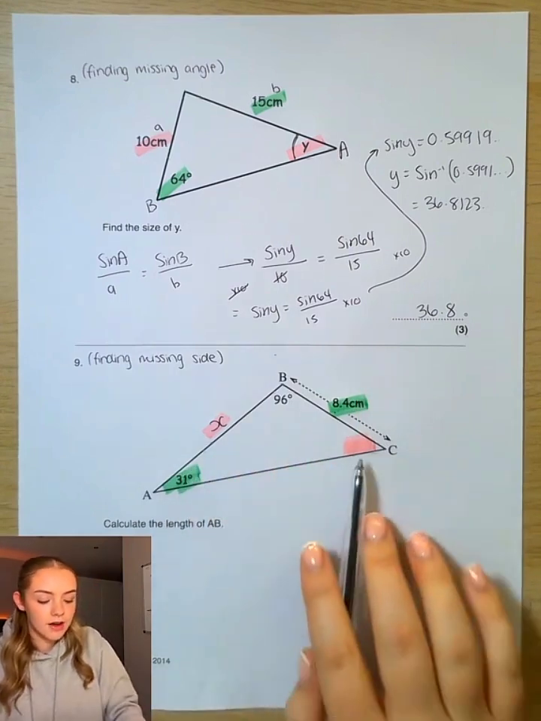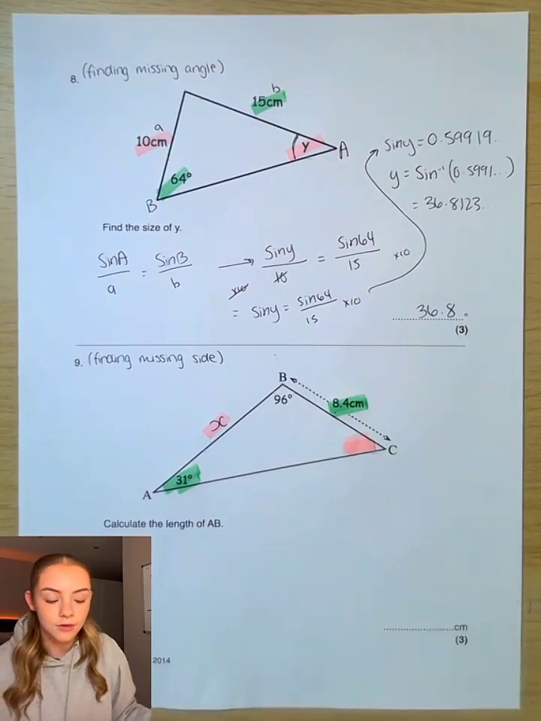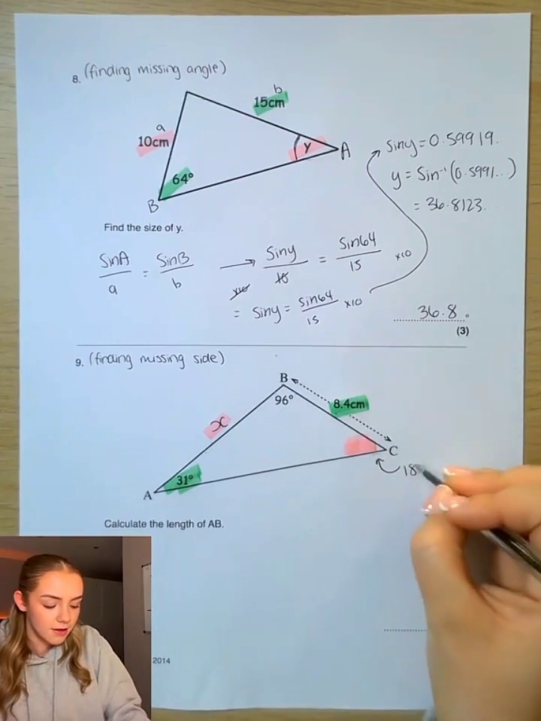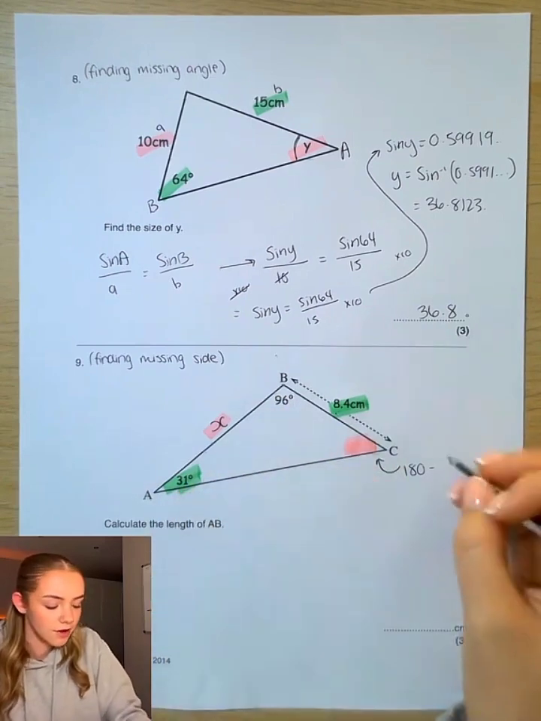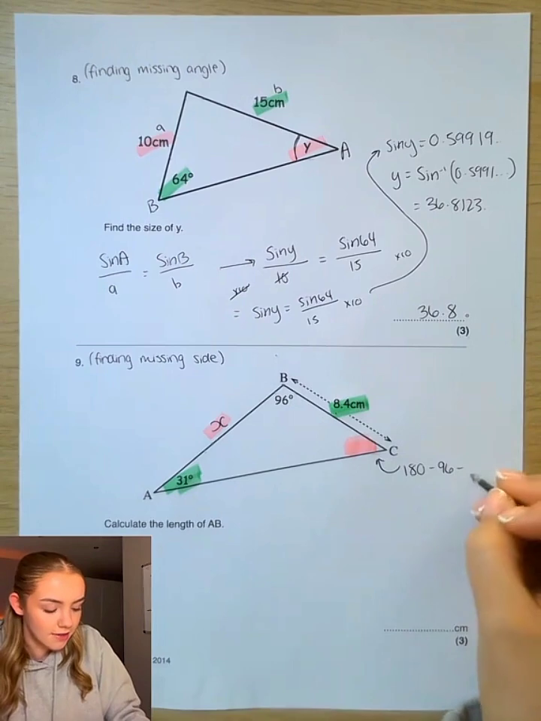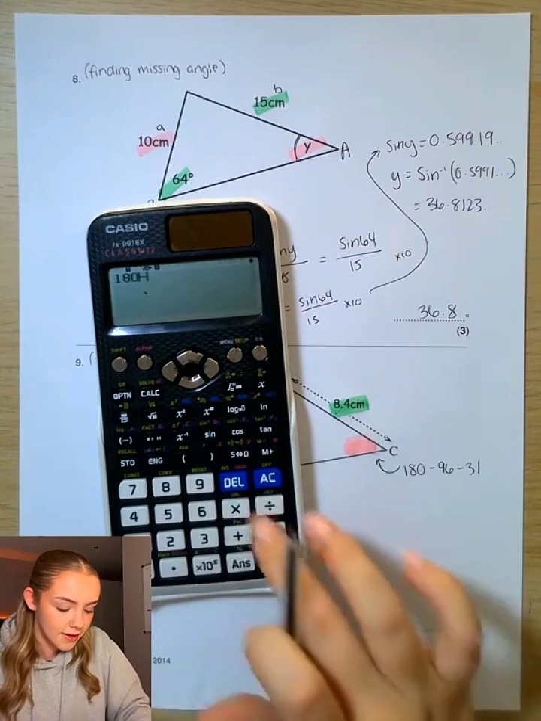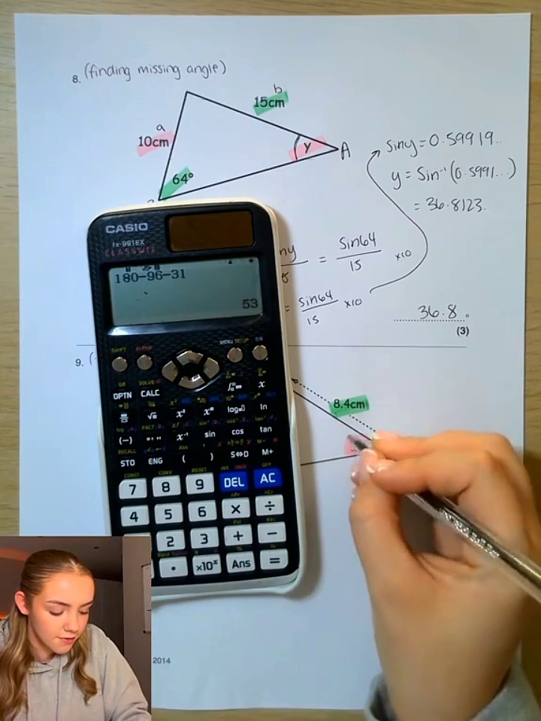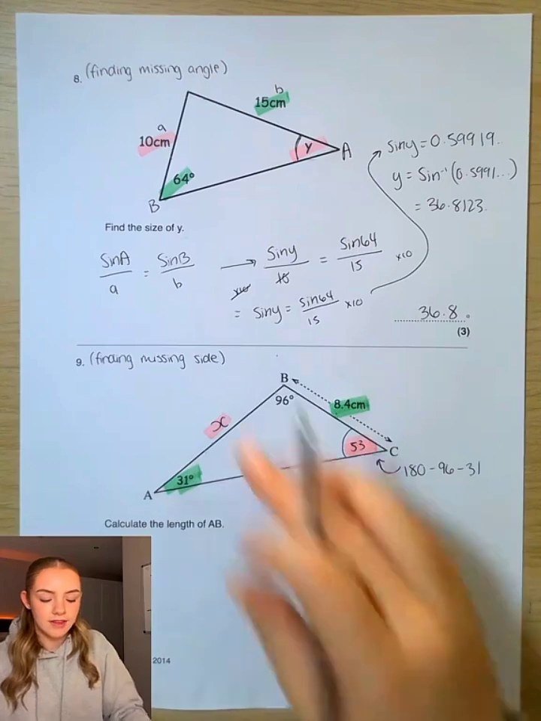Now we can actually work out what this angle is because we have the other two angles, and we know that angles in a triangle sum to 180. So to find this angle here, we start with 180 and we take away these two angles, it will tell us what we've got left. So take away 96, take away 31. This angle is 53.